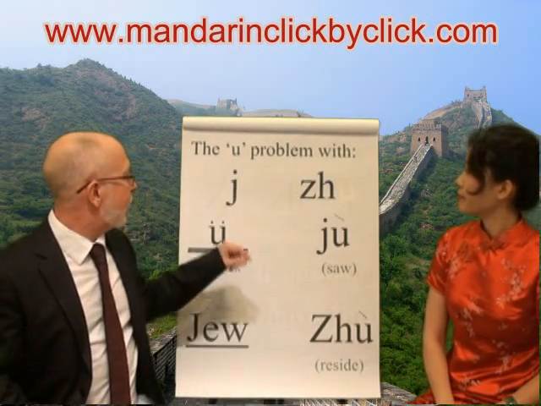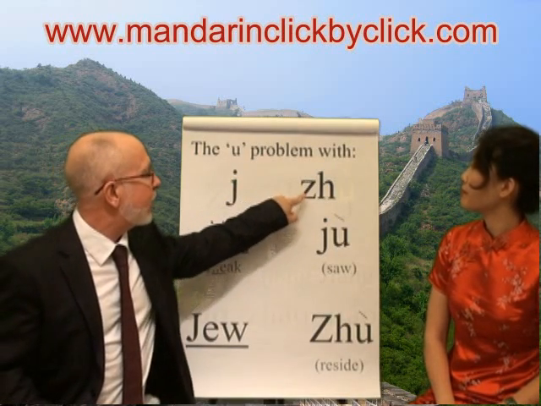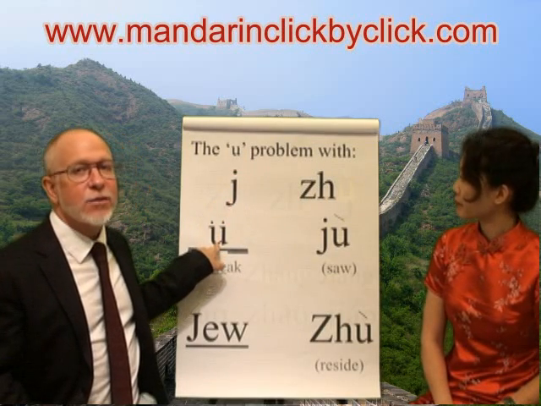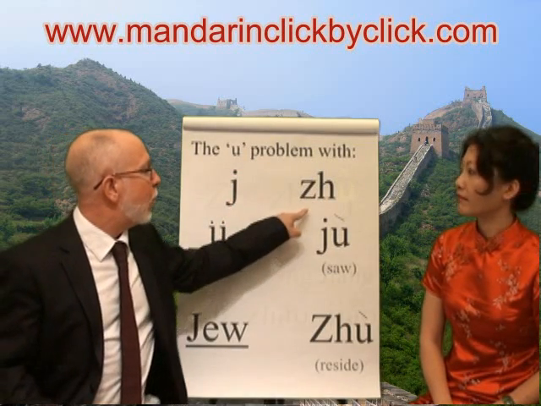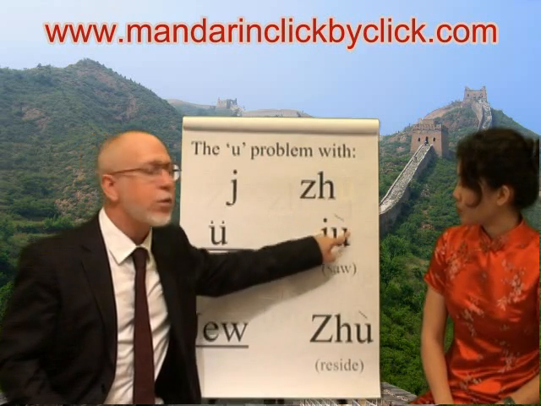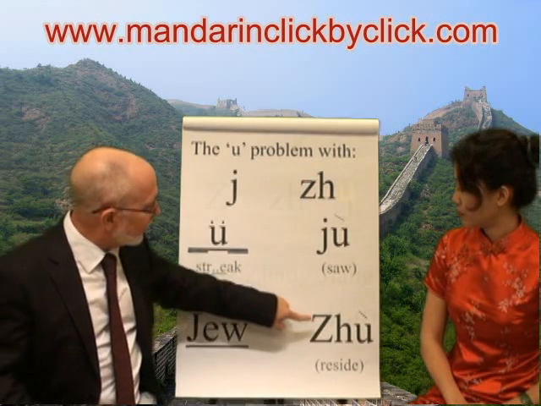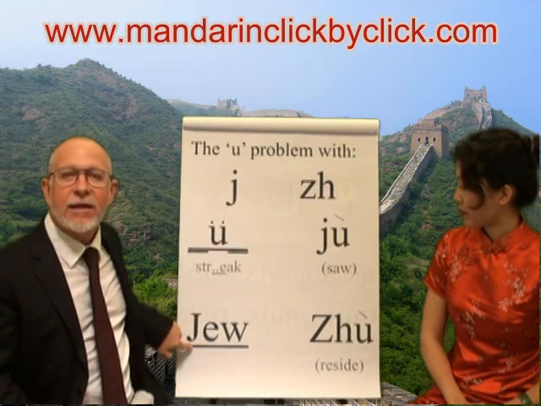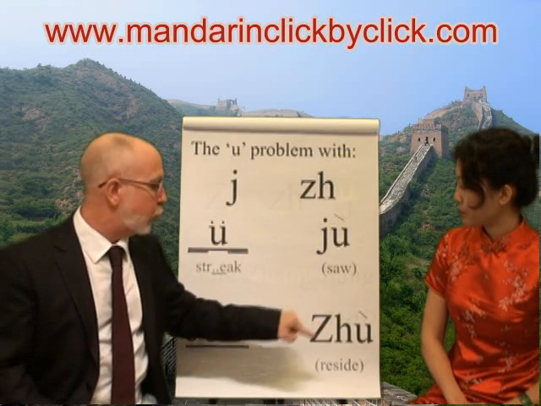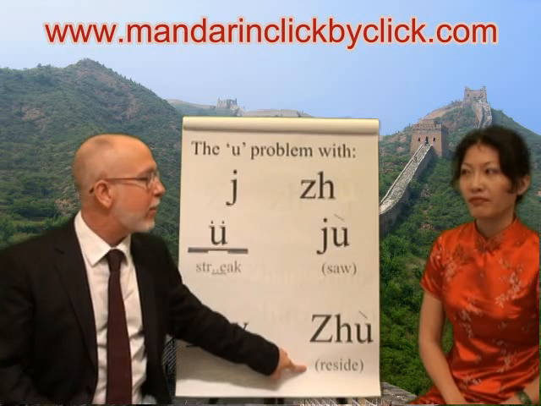And then again, there is that problem with U. After the letter J and after the letters ZH, after the letter J, it's pronounced with the U sound. So for Chinese, we have the falling tone ju, which means saw. And then if it's after the ZH sound, it sounds like the English word "Jew." So if you give it a falling tone, zhu, then we have the word for reside or to live at. Can we hear these two?